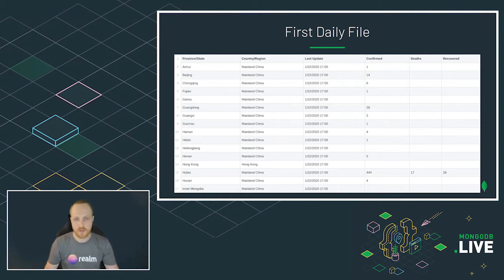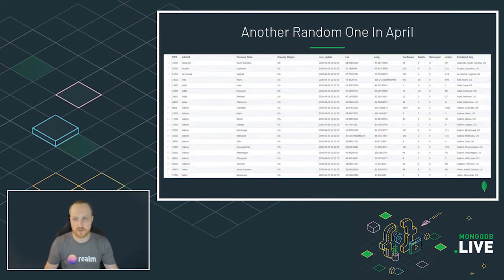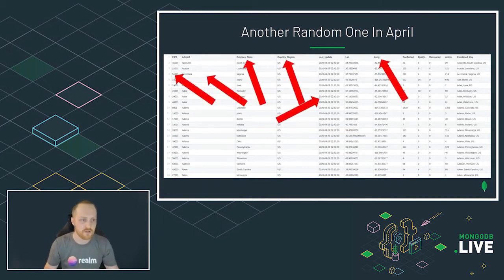So if we look at another file randomly, a bit further in time, like a random one in April, the data looks like this. So as you can see, it's a lot different. You have a new column at the beginning, FIPS, which is an ID. You have a new field, admin2, which is quite curious. You have province, state, and country region again. You have also the date, but it's a new format. The year now is at the beginning.